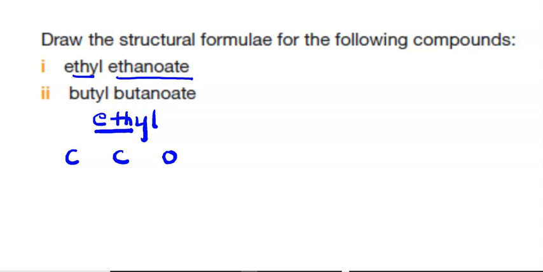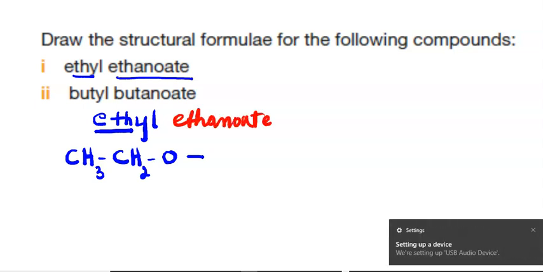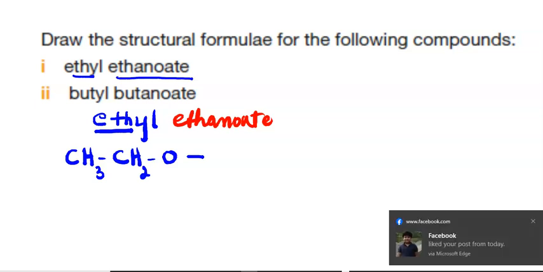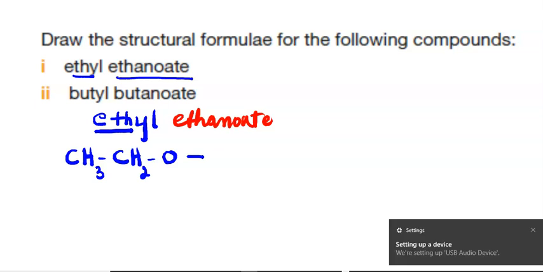Now since it is a structural formula, you need to write hydrogen in this form, and you need to remember that the terminal carbon or end carbon always has 3 hydrogens with it. So you need to write CH3 and then CH2, and then you have the acid part, which is ethanoate. Ethanoate means you have the acid part. To write the acid part, you have to write C double bond O.